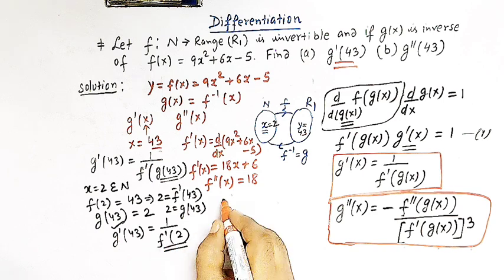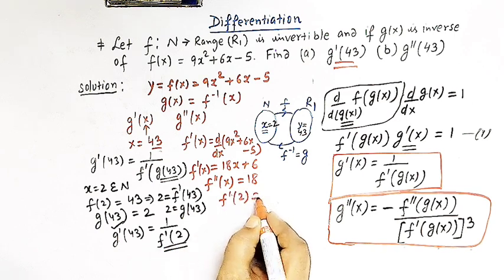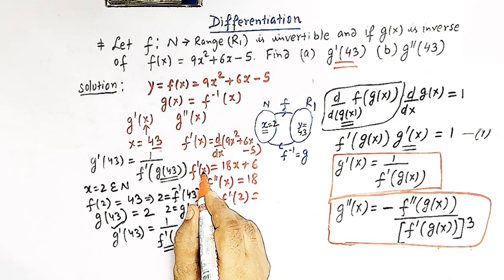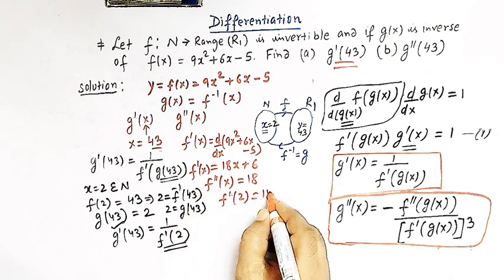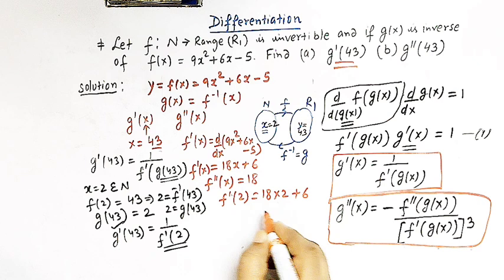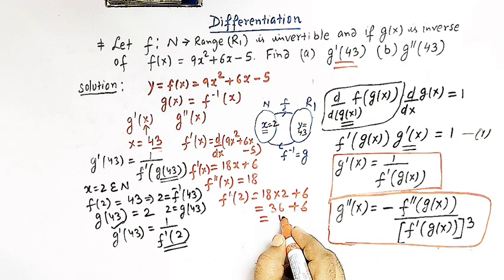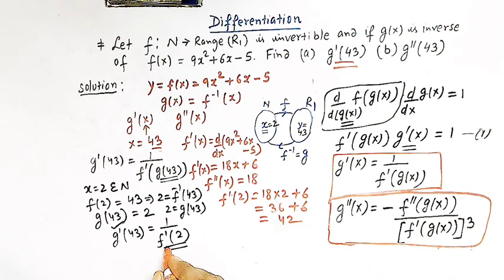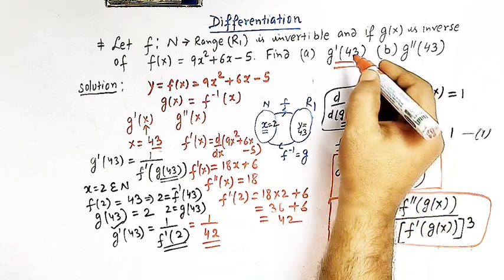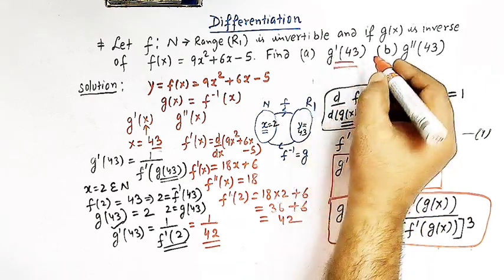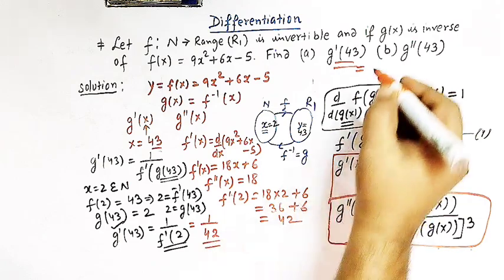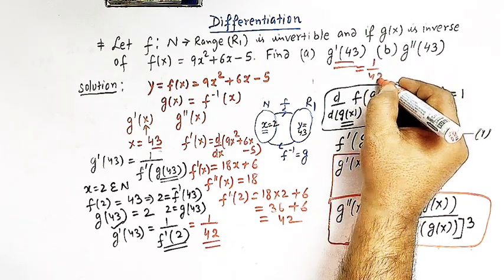So now f′(2). We can find f′(2) by replacing x by 2. So we have 18 times 2 plus 6. So this is 36 plus 6, that is 42, right? So here we can substitute the value of f′(2). So we have 1/42, right? So the value of g′(43) is given by 1/42.